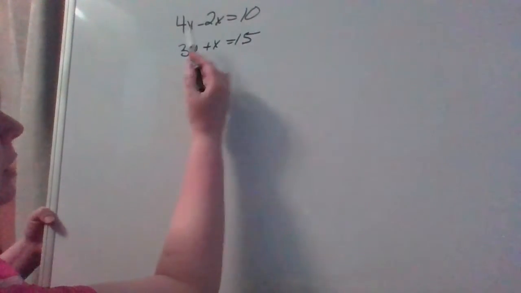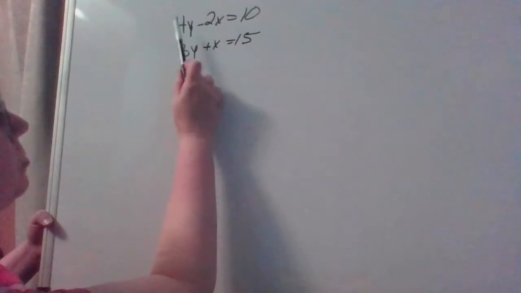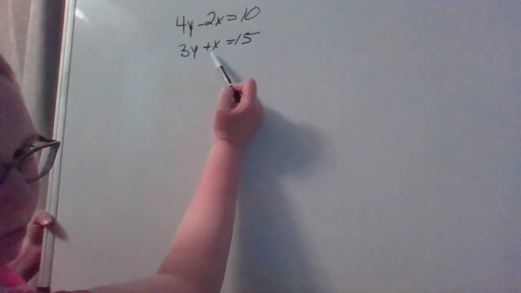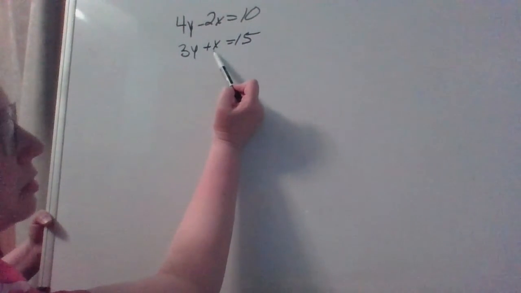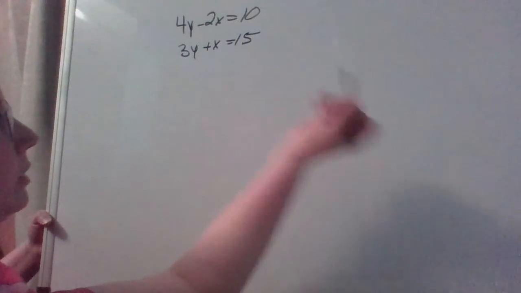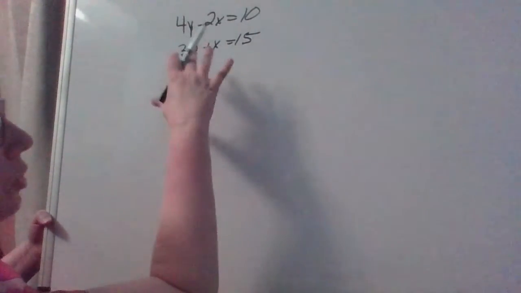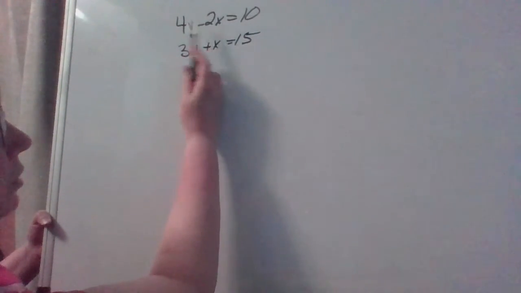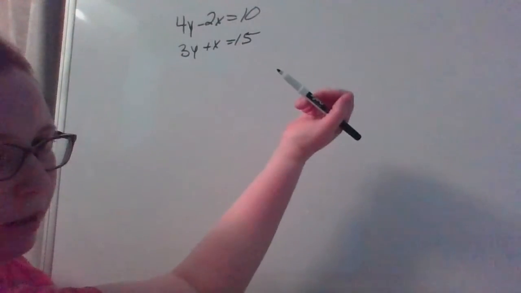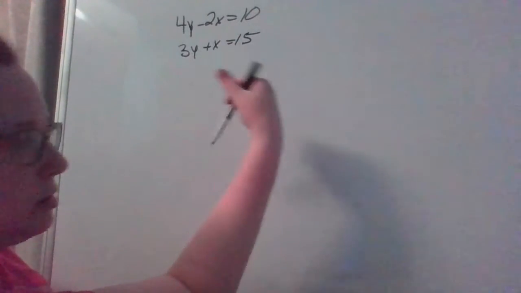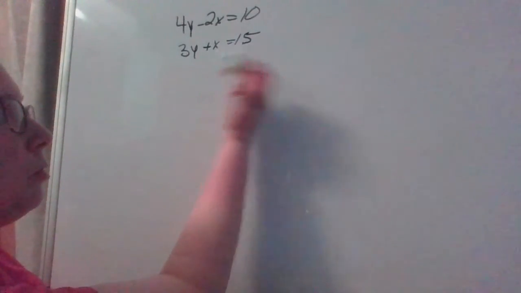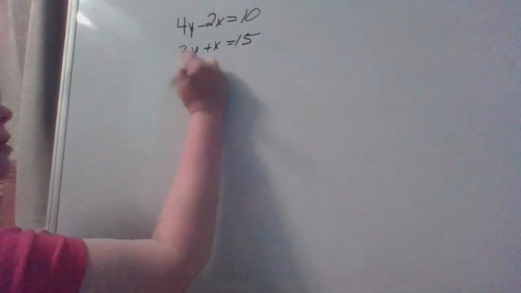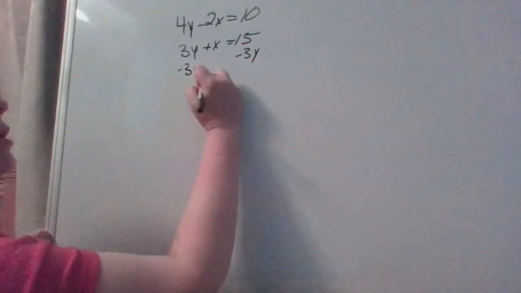So just like I said in problem 2, I'm looking for the variable that doesn't have a coefficient. This x doesn't have a coefficient, so I would go ahead and solve for that. You can solve for anything. You could solve for this y, you can solve for that x. That doesn't matter. I'm just telling you the easiest route to go is the variable that doesn't have a coefficient. Just makes that solving a little bit shorter.